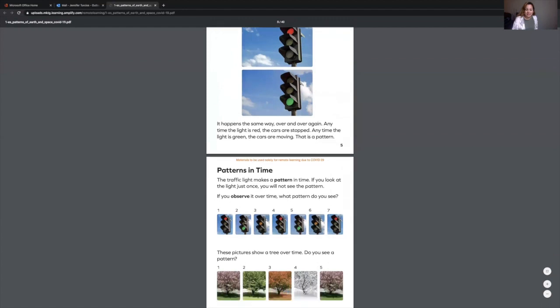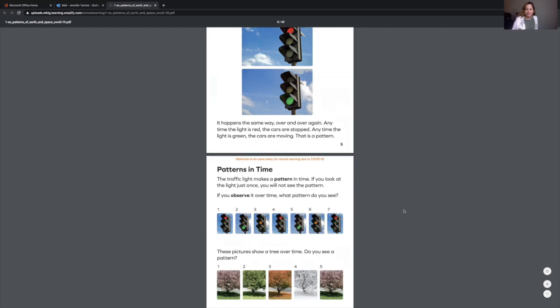So here you can see an example of the lights changing. What pattern do you notice? Good, if you said red light, green light, orange light, you're right, because then it repeats here. Red, green, orange, and it goes back to red.